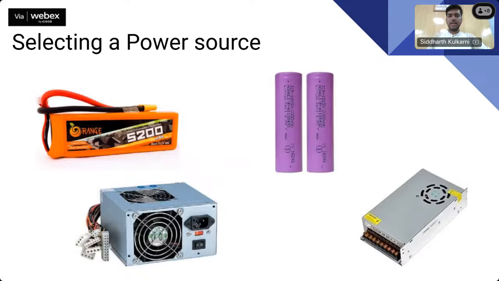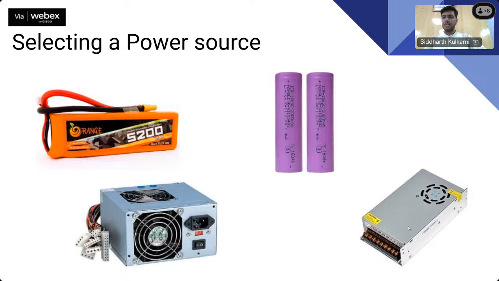Going ahead, finally, which power source to choose? So there might be different types of use cases and different scenarios. The first one you see here is a lithium polymer battery. The second one is a lithium ion battery. The right hand side is an SMPS. On the left hand side here is also an SMPS. So I'll tell you the very fundamental difference between these.